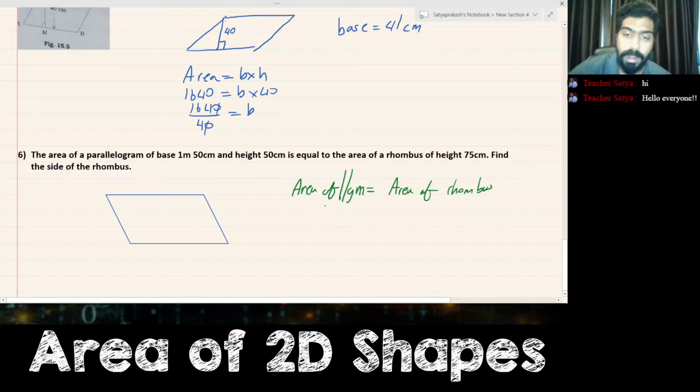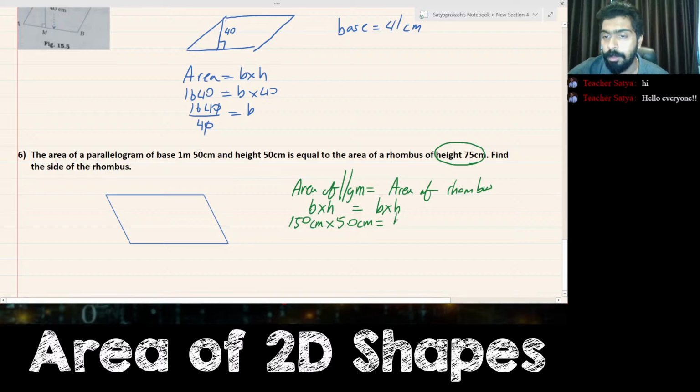Now the area of a parallelogram, the formula is B times H, and the area of a rhombus is also B times H, right guys? Now we know the area of a parallelogram of base 1 meter 50 centimeter. So let's take that as 150 centimeter. So we have base 150 cm multiplied by its height, which is 50 cm, is equal to the area of a rhombus of height 75 cm, and we need to find the side, right guys? So B multiplied by 75. Does that make sense, guys?